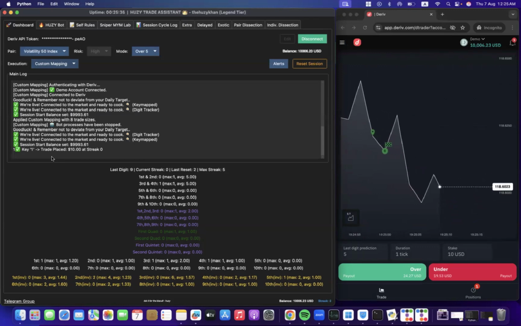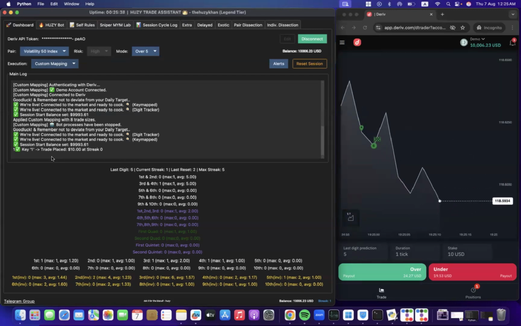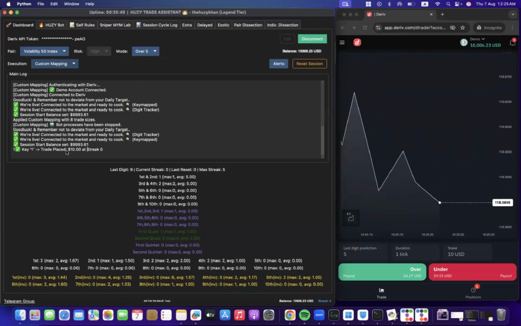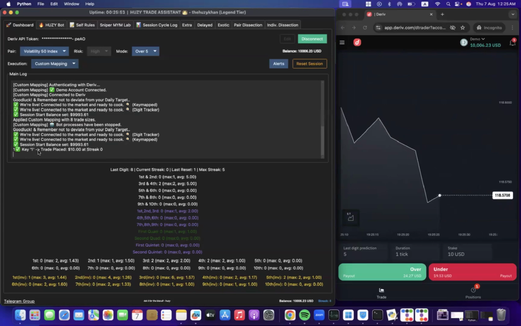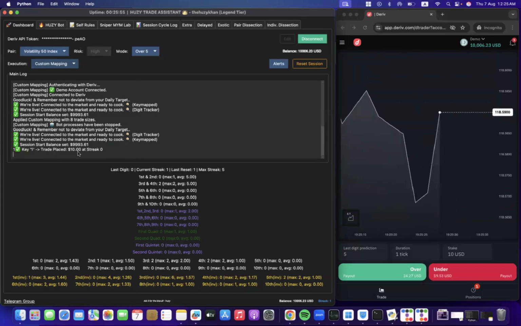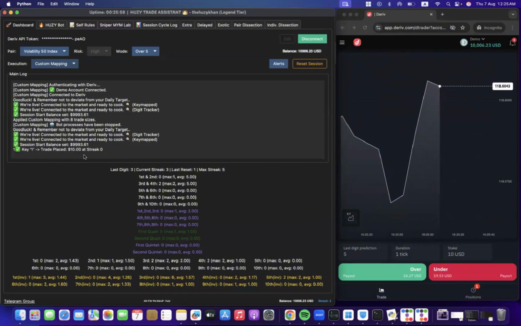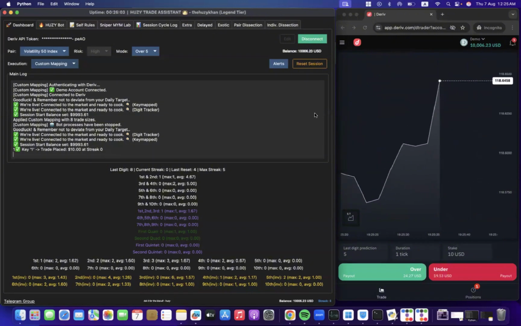QWERTYUIOP. So the first 10 trade values are going to be from 1 till 0, and the next 10 are going to be from Q till P. With that being said, you can see that I mistakenly pressed the first key on my keyboard while I was giving the example, and the trade was placed at streak 0, and we did end up making a profit on top of it, but I want to show you the speed.